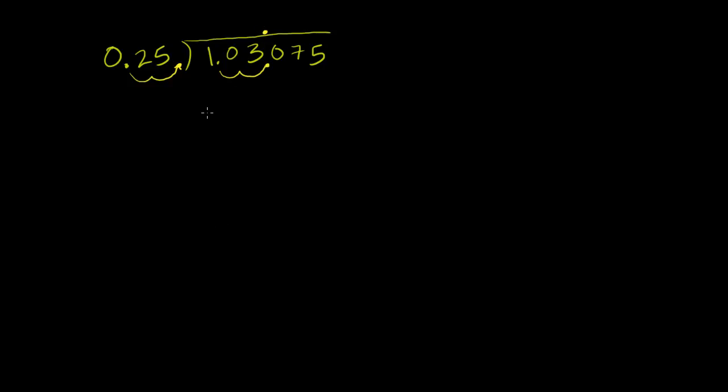And to see why that makes sense, you just have to realize that this division problem is the exact same thing as having 1.03075 divided by 0.25. And so we're multiplying the 0.25 by 10 twice. We're essentially multiplying it by 100. Let me do that in a different color. We're multiplying it by 100 in the denominator. This is the divisor. We're multiplying it by 100.